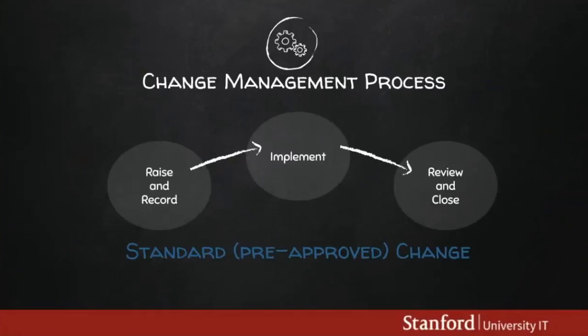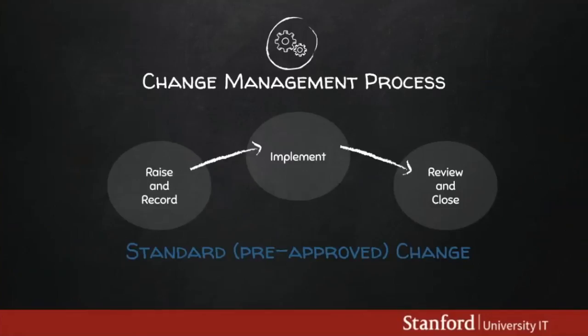And with the standard pre-approved change, this is where you've gone through and you've requested the template to be used for these low-risk normal changes that you do on a reoccurring basis. And you go and you access that. So you raise and record, add additional information onto that template that you need for the change. You implement it, and then you notice there's no approval steps or assessment step here because that's already been done when the template was created or approved. And then it goes off and you review it and close out the change request.